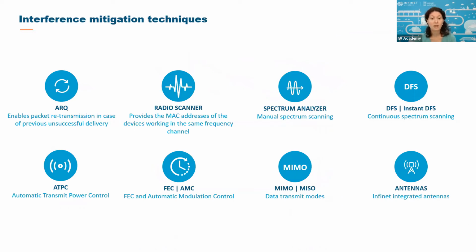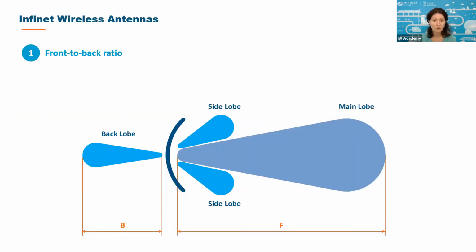Next, we'll discuss antennas and how big their importance is in ensuring a good transmission quality. We'll review the most important aspects related to antennas that should always be considered when evaluating their performance. The front to back ratio indicates the ratio between the power gain of the front and of the rear end of the antenna. Infinet Wireless integrated antennas feature a high front to back ratio of minimum 20 dB and reduce the interference in case of collocated devices.